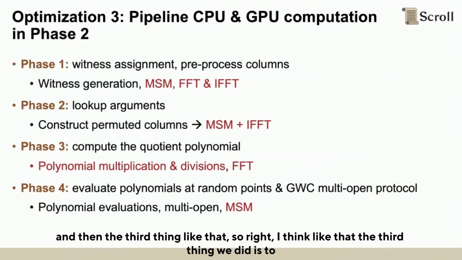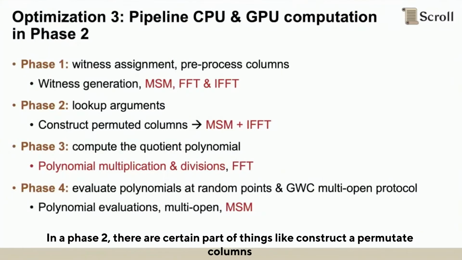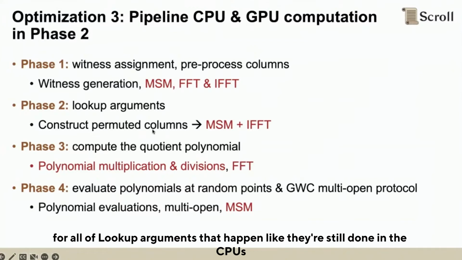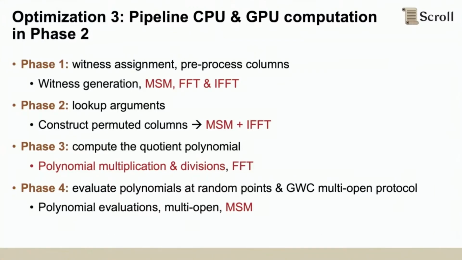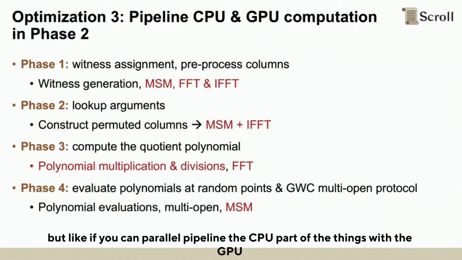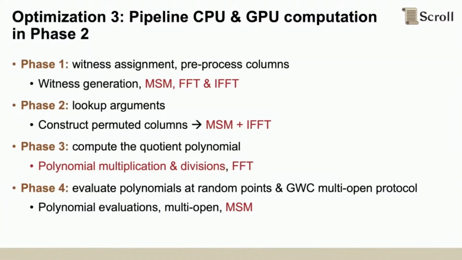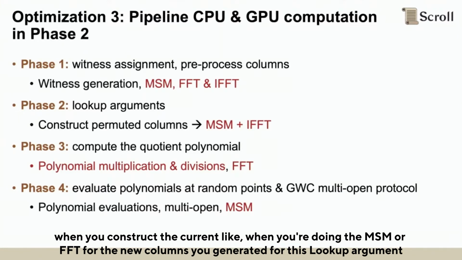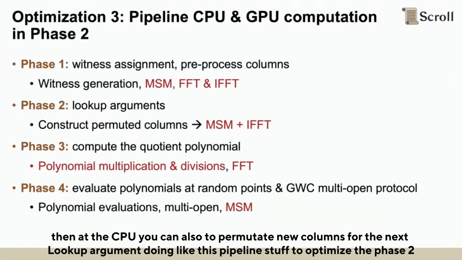The third thing we did is in phase 2. There are certain parts, like constructing the permuted columns for all the lookup arguments, that still happen down in the CPUs. But you can pipeline the CPU part with the GPU. When you're doing the MSM or IFFT for the new columns generated for the current lookup argument, the CPU can also construct the permuted new columns for the next lookup argument. So I'm doing this pipelining to optimize phase 2.